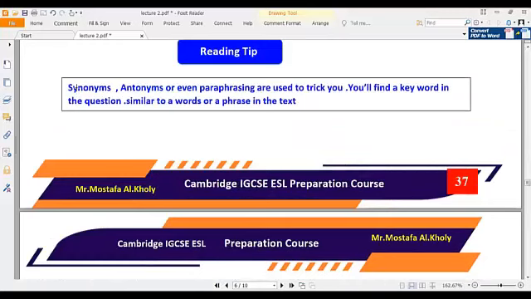هنا بيقول لك synonyms. Synonyms means words are equal in meaning. ده معنى كلمة synonyms. The word that is similar in meaning to another word, like huge and giant, big and gigantic. For example, these are synonyms لأن هما نفس المعنى. Antonyms means opposite in meaning. يبقى كلمتين عكس بعض. اوكي؟ يبقى أو ممكن التريك اللي تقابلك تكون synonyms, antonyms, or even paraphrasing.